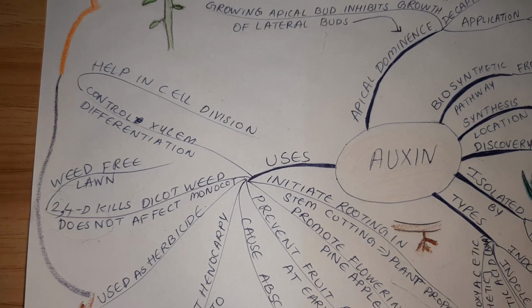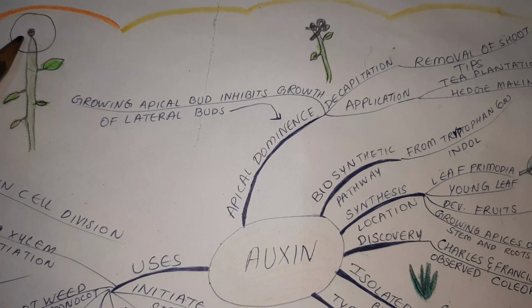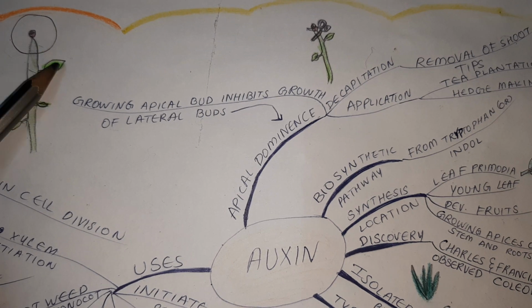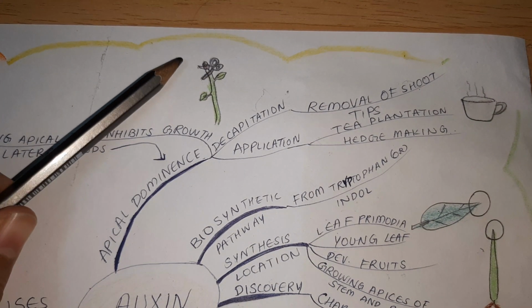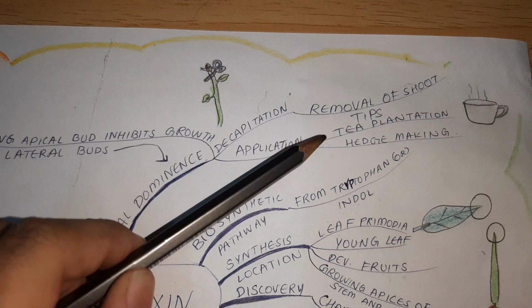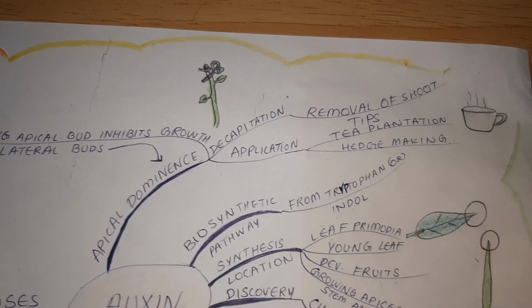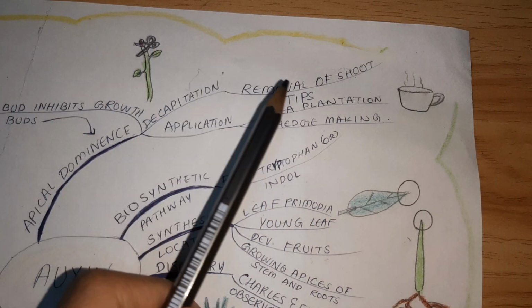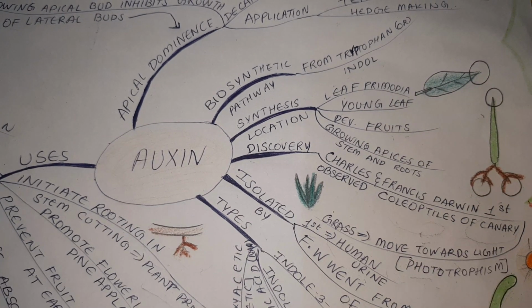The last but not the least use of auxin is it helps in control of xylem differentiation. In this way, it helps in cell division. What is apical dominance? Apical dominance is growth of apical bud, and this apical bud inhibits the growth of lateral buds. When decapitation is performed, means if we cut the apical bud, removal of shoot tips, then we can see the growth of lateral buds. This application is seen in tree plantation and hedge making. This was a brief summary about the auxin hormone.